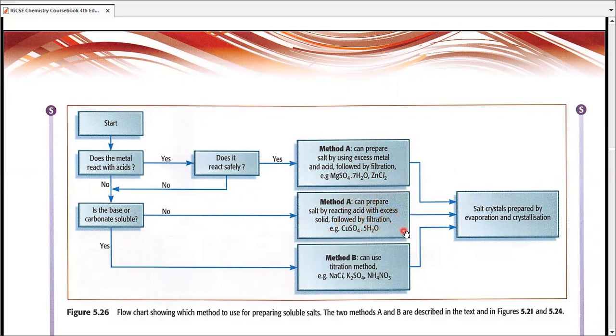The whole process goes like this. You can either write "followed by filtration" or "followed by crystallization". If you write filtration, you will have to write evaporation, crystallization, which is written in this box. So that's how it works. We need to understand which method we are going to use for the preparation. Both of these are method A and this one is method B. And this whole thing is only prescribed for preparing soluble salts.